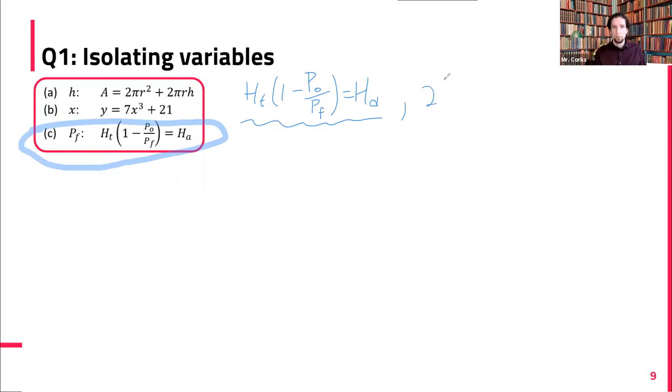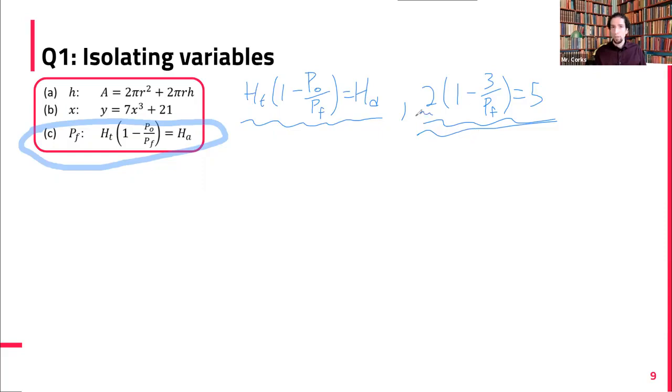Let's say 2 times (1 minus 3 over PF), that's our target, equals, let's say, 5. Okay, so if we look at it like this, and I ask you to solve for PF, it's probably a little easier to think about, right? So looking at this version on the right, if I want to solve for PF, what's the first thing I should do? Divide both sides by 2.